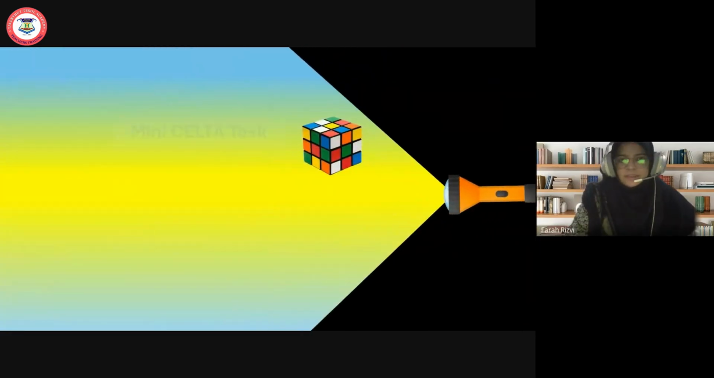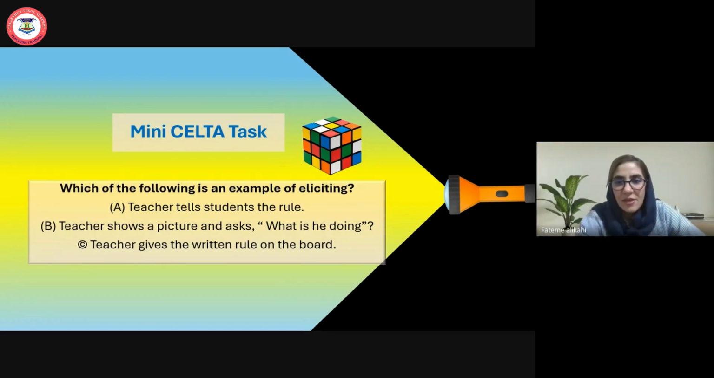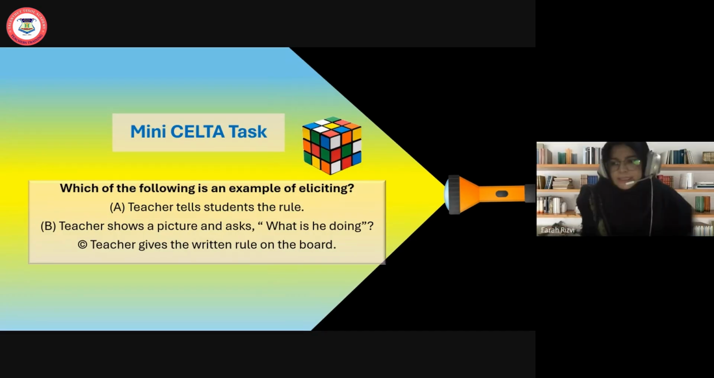Let's do another mini CELTA task. Okay, read it and give me the answer. Would you please read the question? And then you can name also people who join you. Which of the following is an example of eliciting? Teacher tells student the rule. Teacher shows a picture and asks, what is he doing? Teacher gives the written rule on the board.